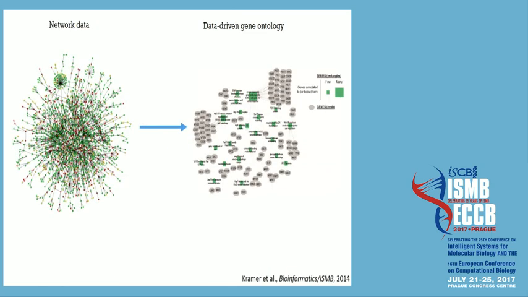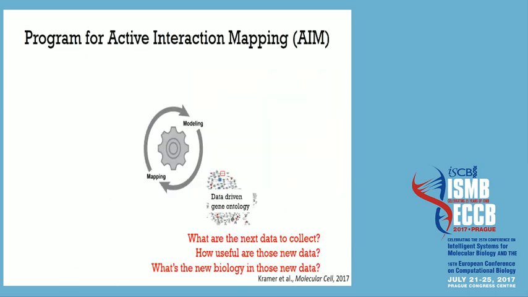Furthermore, we have some previous work which showed that these two structures, the networks and these data-driven gene ontologies, are actually informationally equivalent. So we can interconvert freely between them. And we're going to use that fact today for active interaction mapping. Okay, so back to AIM. This is the meat of this presentation, and we want to answer these three questions here.